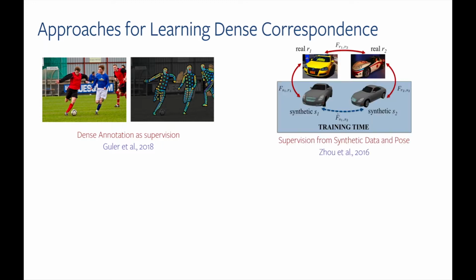To reduce this form of supervision, work from Zhu et al. instead relied on synthetic data and pose annotation on real images and learned dense correspondence using a cycle consistency loss. However, this requirement of lots of synthetic data and pose annotation on real images is still tedious, and there have been approaches which attempt to even relax this form of supervision.